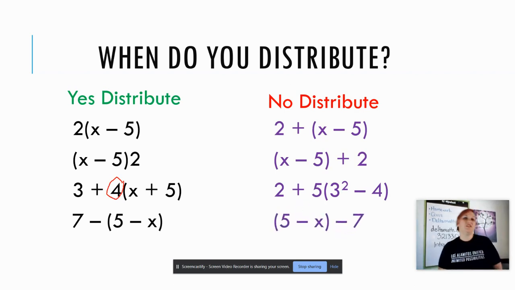And finally, here's another example of where we don't distribute. In this first example, the minus sign was in front of the parentheses, so it was attached to the parentheses. In this second example, the minus sign is in front of the 7, and so it's attached to the 7. It's not attached to the parentheses. This concludes video 1.